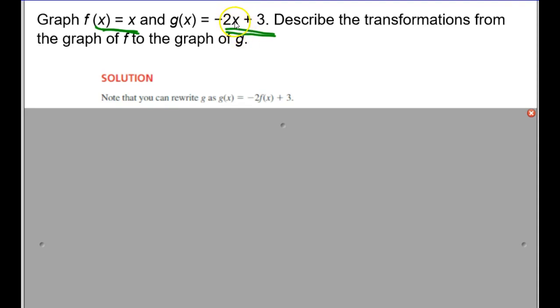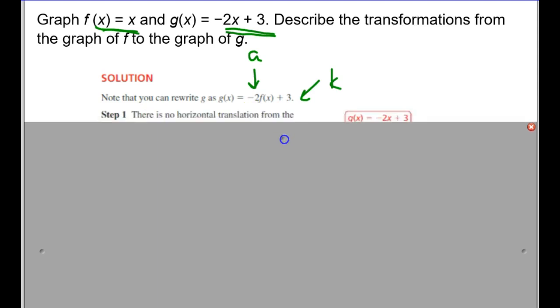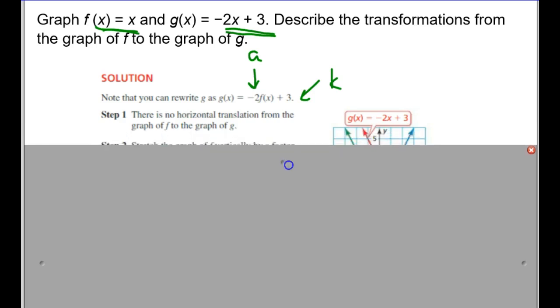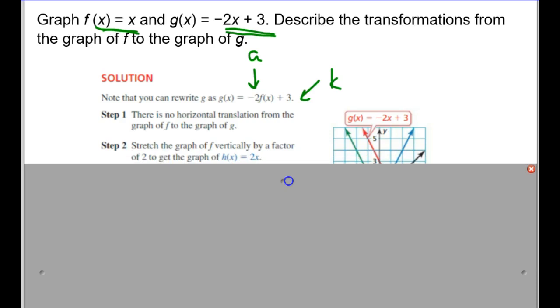So there's nothing with this x. So I know I have my -2 out front and my +3. So this tells me then I have an a value of -2 and I have a k value of 3. I don't in this one have an h. So there's no horizontal, so I don't have to do that piece, right? So that was step 1, do horizontal. Step 2 is that stretch. So I'm going to stretch it vertically by a factor of 2.